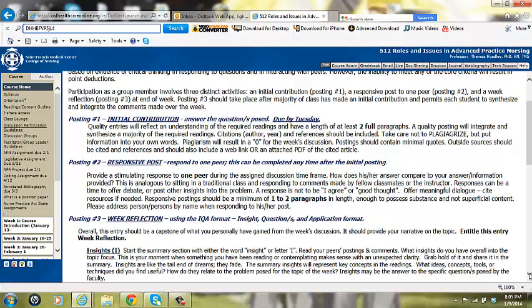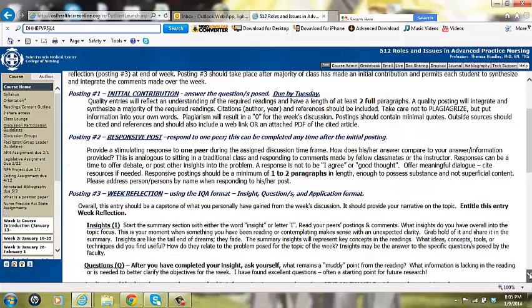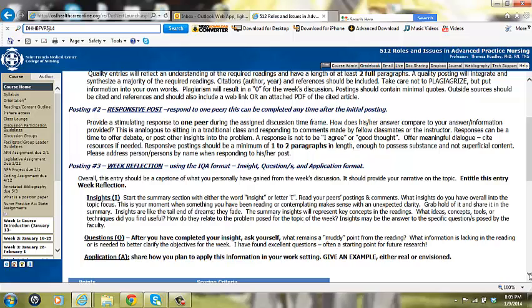Number 3 is your weekly reflection, and you want to use the IQA format. For those of you who are unfamiliar with this, it's the insight, questions, and application format. For your insights, you should start out with either the word insight or the letter I, and what you're going to do is read your peers' postings, and then share what insights you have gained from not only your own readings but from their postings. It's going to show that you've read as well as contemplated the responses that were made.